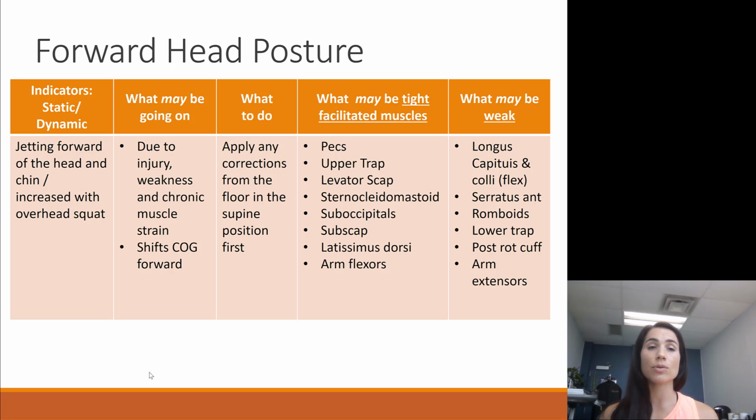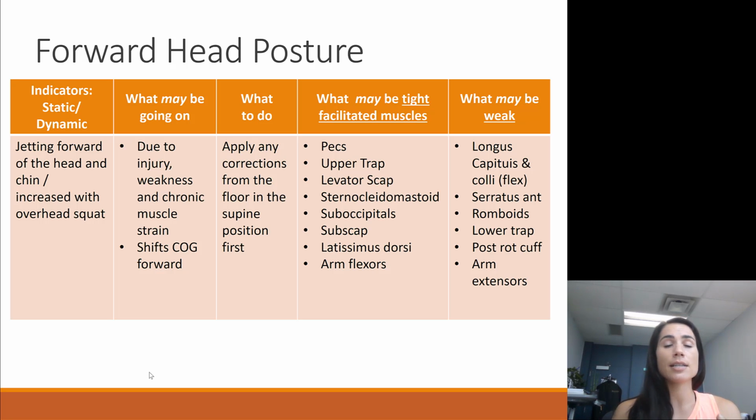They might have a weakness or an injury that's causing them to continue to do that thing. If they're laying down and they don't do that, that means when they do it standing, they're likely doing it to shift their center of gravity, okay? So, things that might be tight with someone who has a forward head posture.